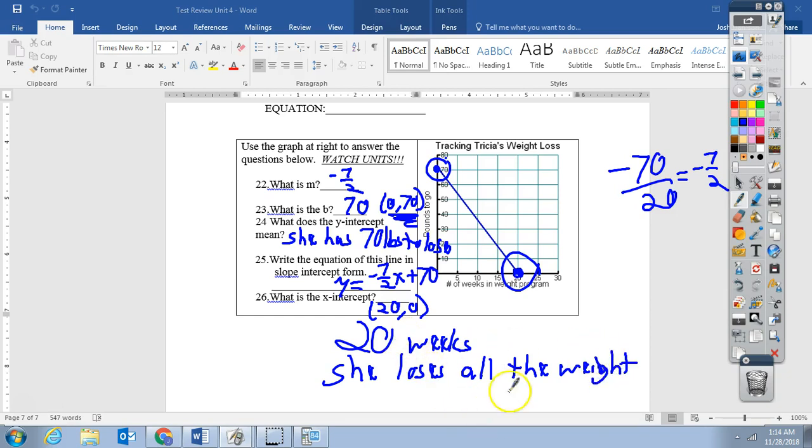Guys, you've got to be able to read and interpret what math means, not just be working with numbers. You got to be able to read it and interpret it as well. There's real life implications to these things we call the x-intercepts and the y-intercepts. They're important to us. The slope is important to us, telling us how much weight she's losing each week. Rates are things you will see all throughout your life. Slope is critical.